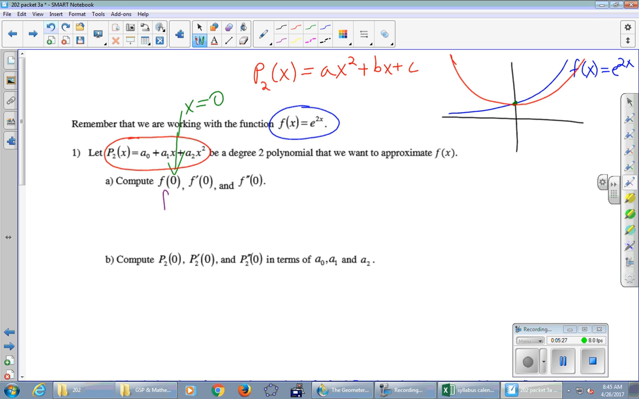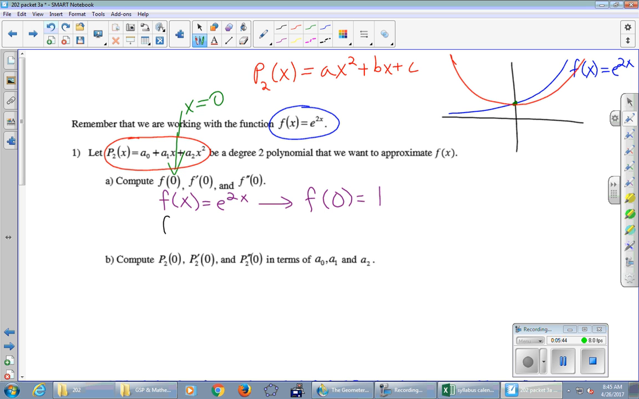Okay, so let's follow the process. All right, so I'm going to recopy f of x right here. That's e to the 2x. And then I'm going to calculate f of 0. What is it? That's 1, right? e to the 2 times 0. That's 1.